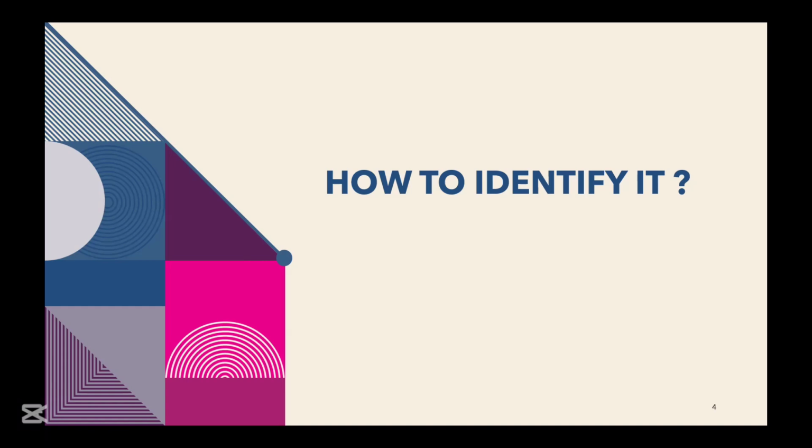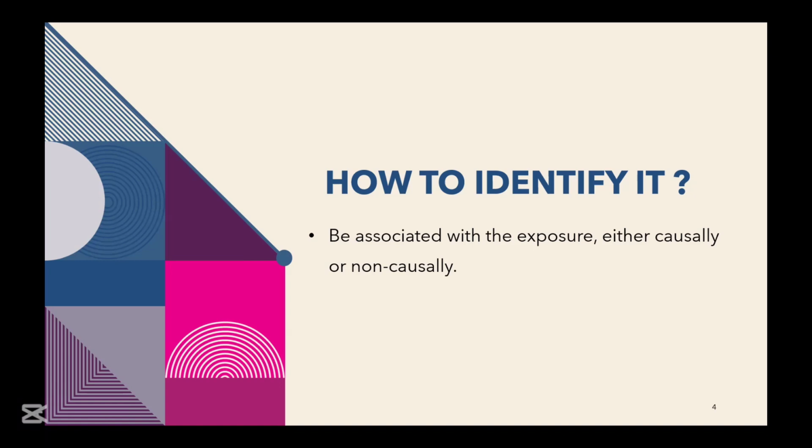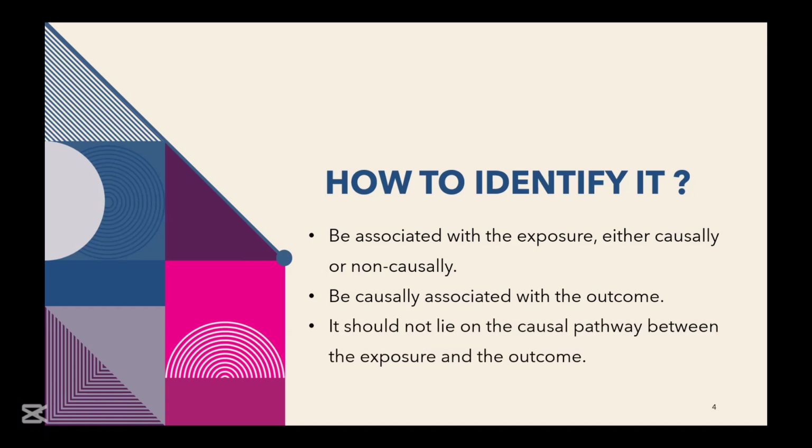Additionally, there are three main conditions that must be met for a variable to qualify to be called a confounder. The first one is that it needs to be associated with the exposure, either causally or non-causally. Second, it needs to be causally associated with the outcome. And finally, it should not lie in the causal pathway between the exposure and the outcome. Once you have these three conditions met, then we can be certain that our variable is a confounder and potentially needs to be adjusted for in our statistical analysis.